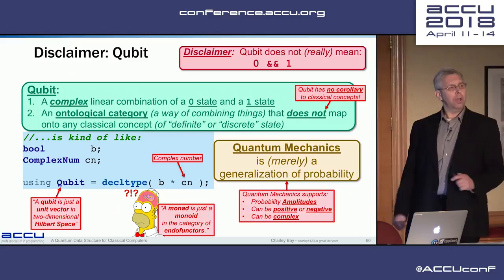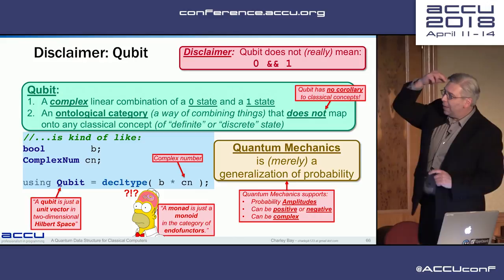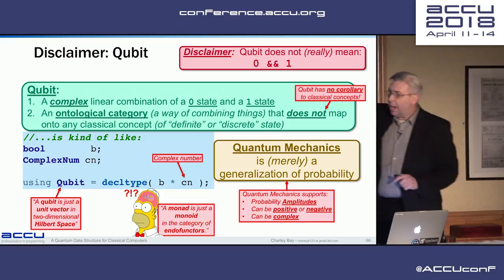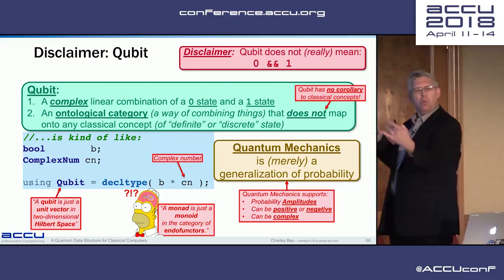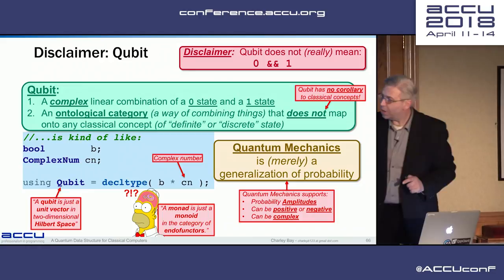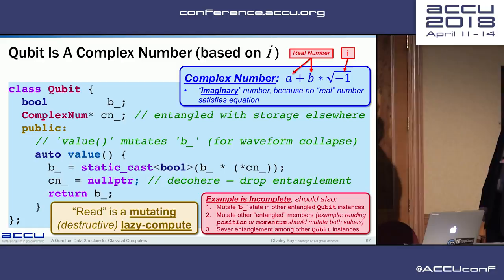So a qubit is kind of like a bool, a bit, a radix 2, that has this complex number applied to it. So it's kind of like that decltype keyword in C++ applied to that expression. If I were to take the type of that expression, what would that give me? Whatever weird thing that is, that's a qubit. Or you could just say a qubit is just a unit vector in two-dimensional Hilbert space, and then everyone would know. This is kind of a code up of a qubit.